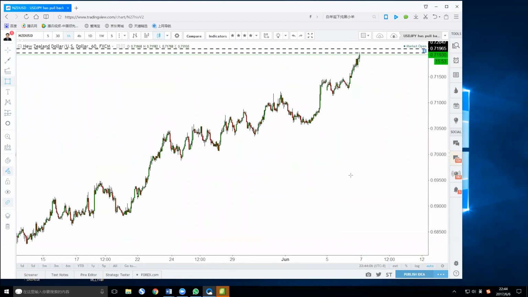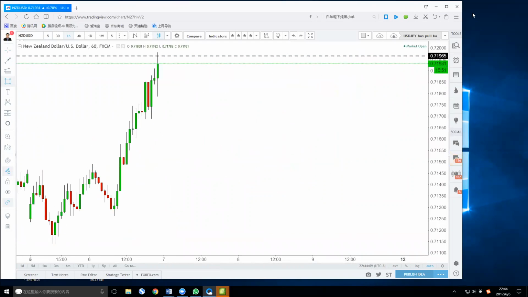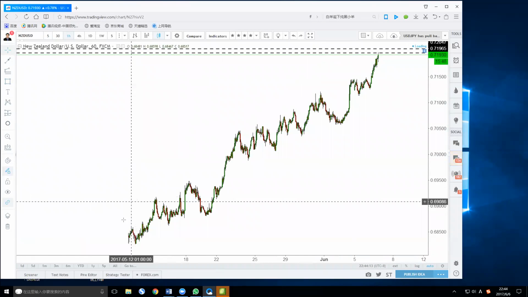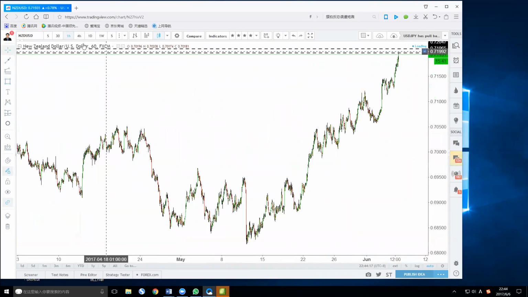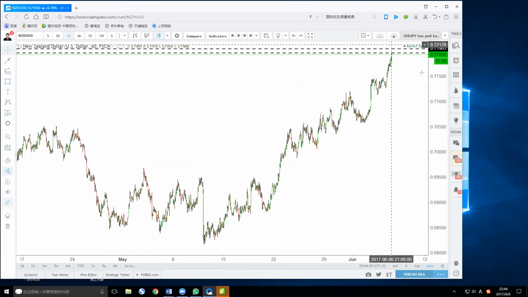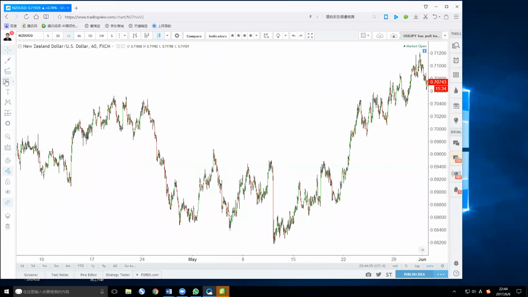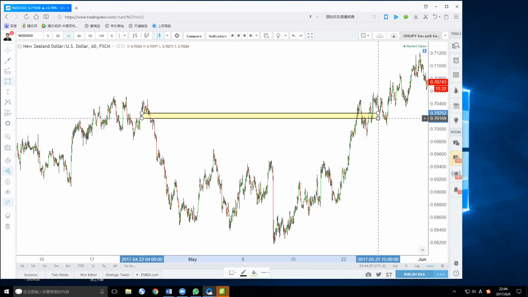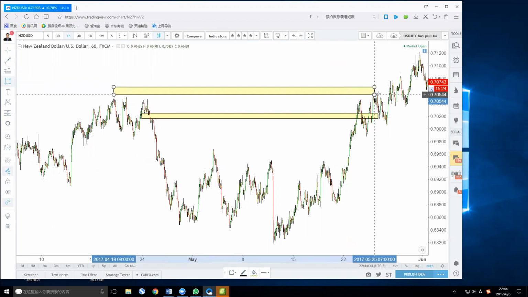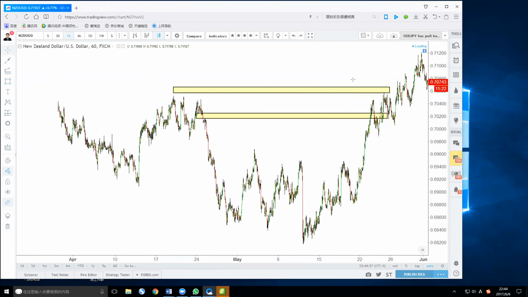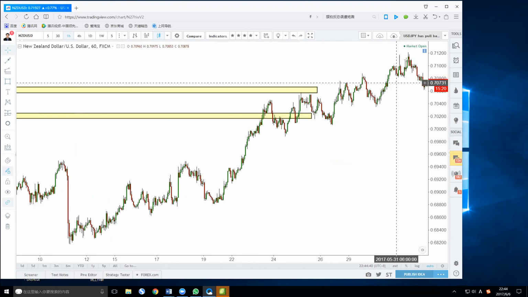For the Kiwi, let's see here. The Kiwi dollar is making a very strong move, all the way from 0.68 to 0.71. We tried to short the Kiwi once. We shorted the Kiwi once from here, and it took some profit and then stopped out here, hit the break-even stop loss. And then it just keeps going up, keeps going up, keeps going up.